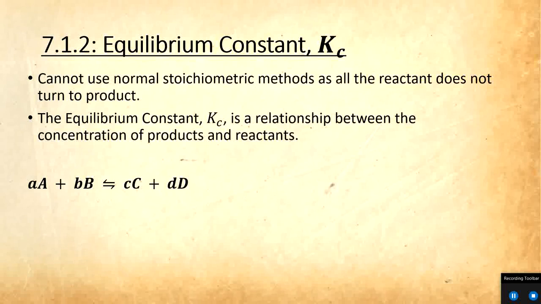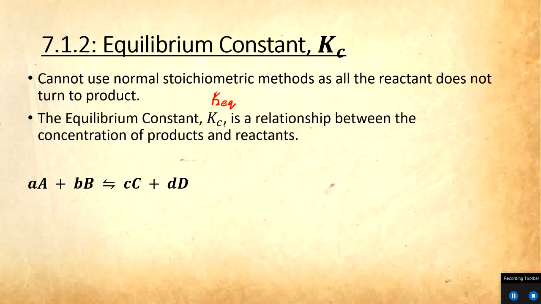We're going to look at what's called the equilibrium constant, which we give the symbol Kc. You'll also sometimes see it written as Keq as well, which is also fine. That's a little more generic. So we're going to study our Kc. And Kc is a relationship between the concentration of products and reactants. So it's going to let us study, at equilibrium, how many reactants we have and how many products we have.